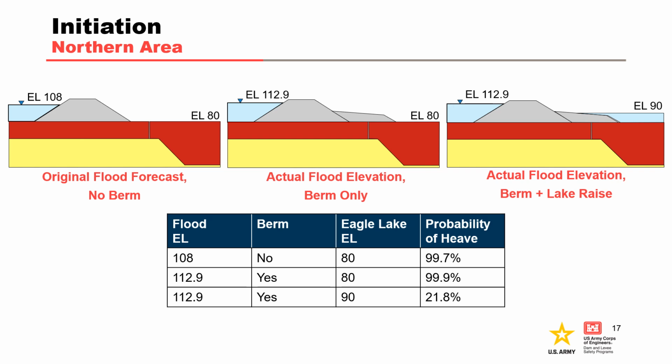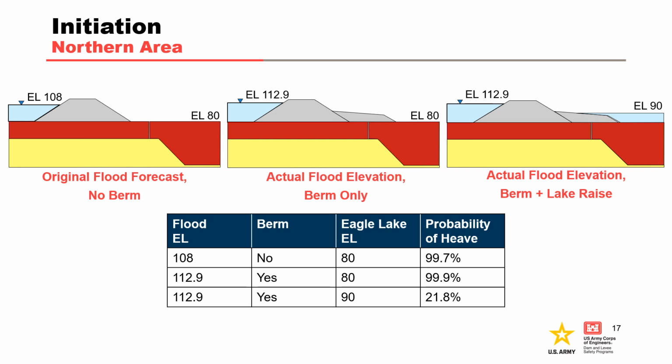The Mississippi River was originally forecasted to crest at an elevation of 108 feet. The first case that was analyzed used this flood elevation and did not account for any landside flood fighting efforts. The flood differential was 28 feet, roughly equal to the flood differential experienced during the 2008 event. The calculated probability of heave from this case was 99.7%. This aligns with the formation of the boils and large voids that were suspected to have formed during the 2008 event.